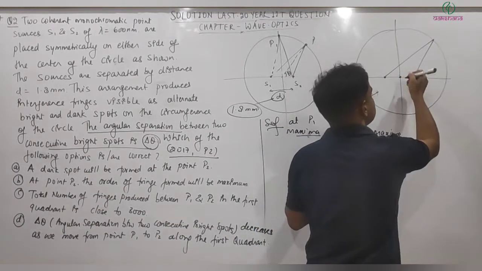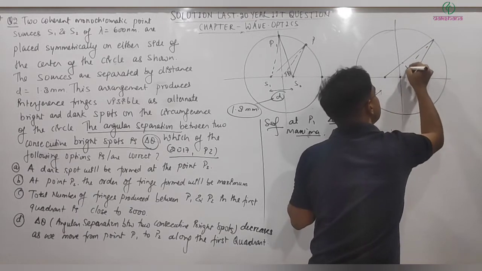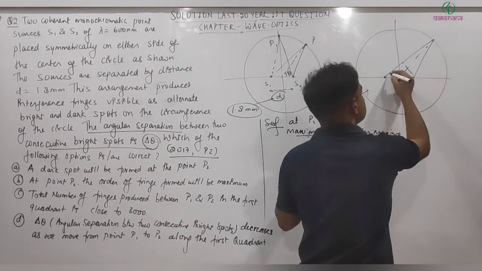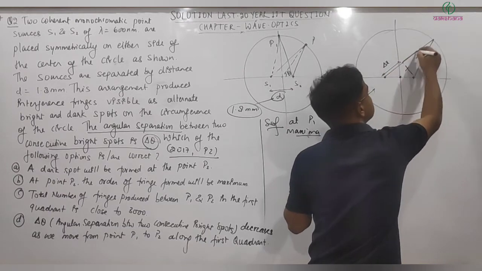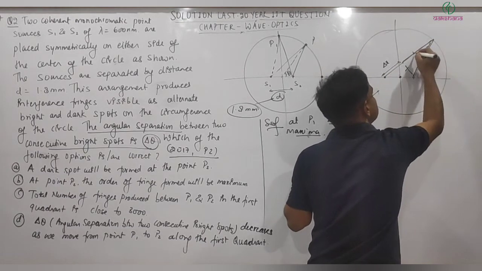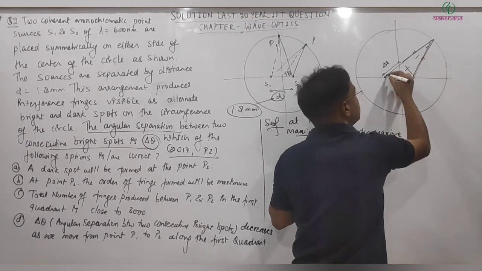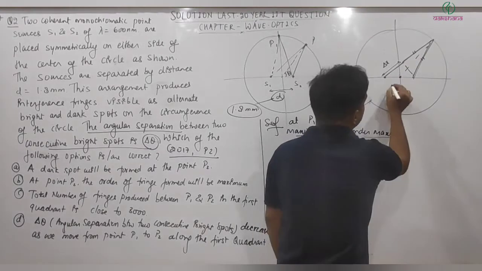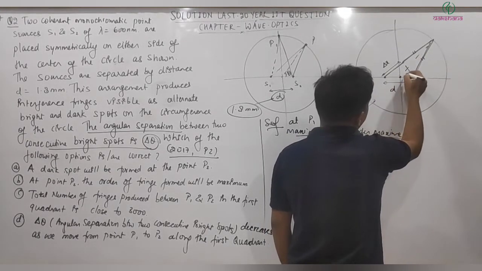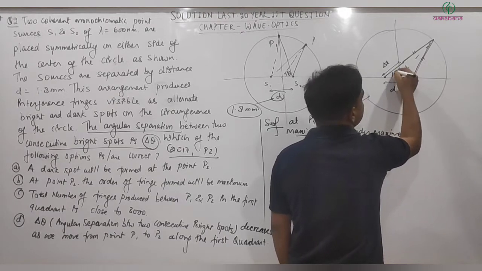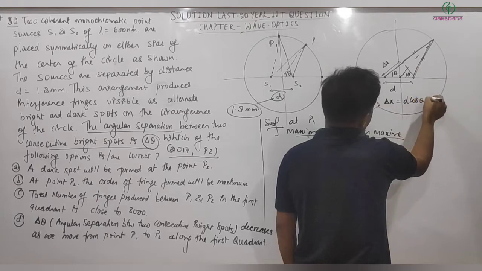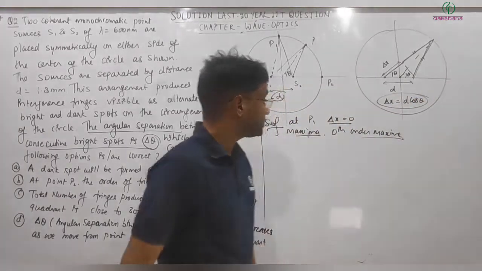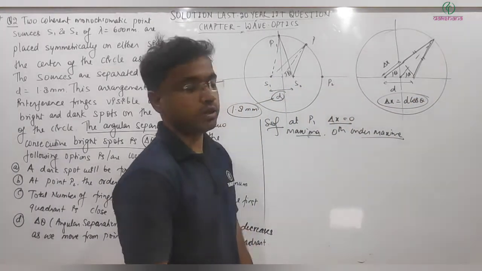So in this situation I can take these two rays as almost parallel, so in that condition we can write the path difference between these two rays. Because this is almost parallel, this is almost parallel, so this part is equal to this, and this gives us the path difference. If this is small d and this angle is theta, then we write delta x is equal to d cos theta. So now the path difference is d cos theta.